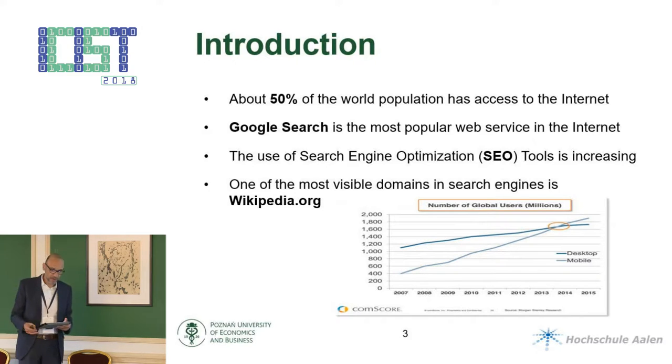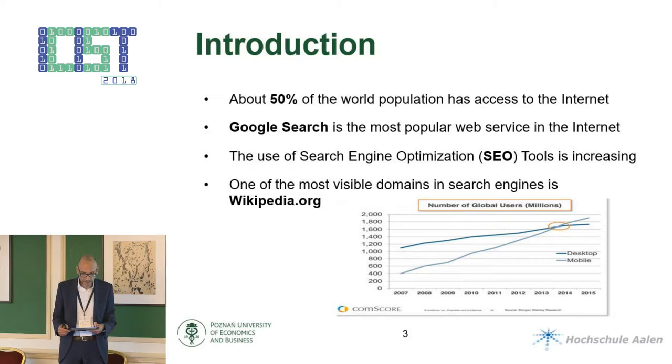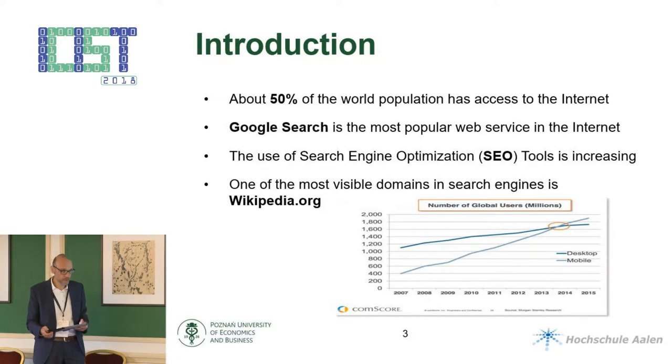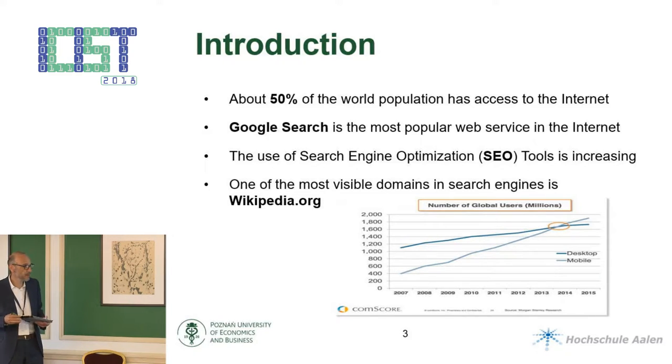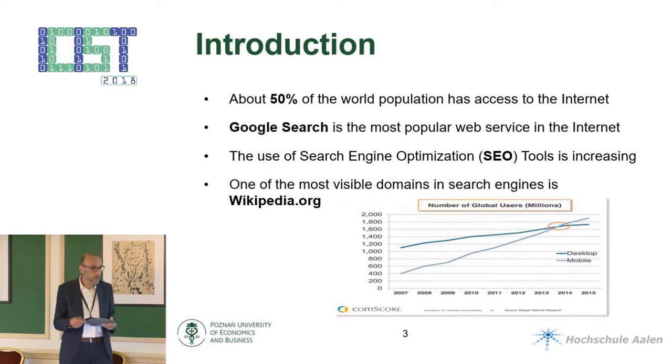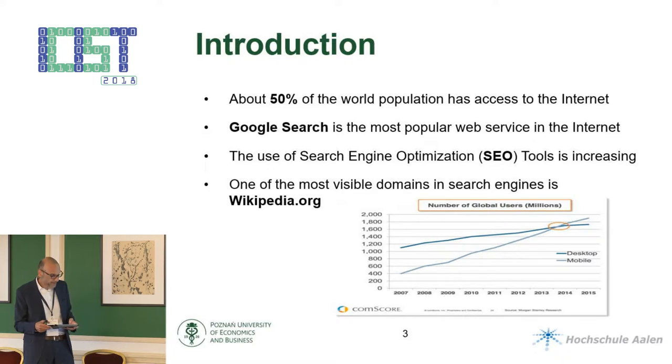Almost 50% of the world population is using internet services, and everybody knows that the most important service is Google search. Connected with Google search, we have a lot of new tools which assist digital marketing and digital activities on the internet. Furthermore, we have a lot of visible domains in the search engine results, so-called SERPs. And one of the most important domains, as everybody knows, is Wikipedia.org, and that's why Wikipedia.org is so important.